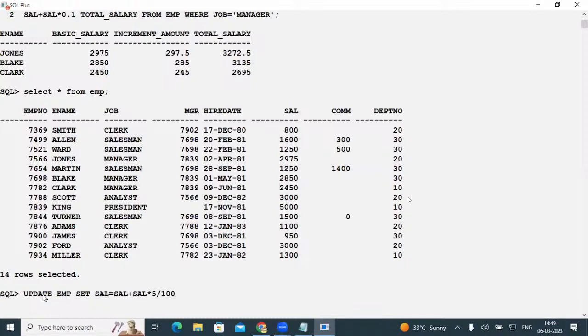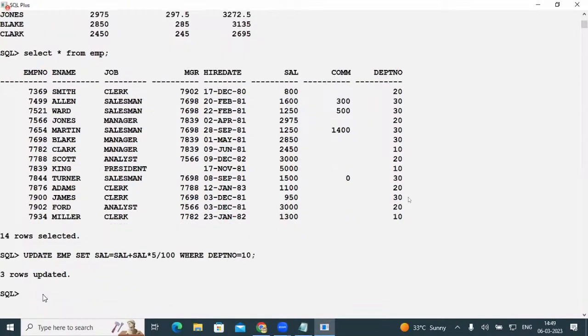Yes. So updated. If I leave it like this, what would happen? All 14 employees are incremented by 5%. But now I want it only for particular people. So for particular people, we have to use a where condition, department number 10. Then how many rows are updated here? 3 rows.